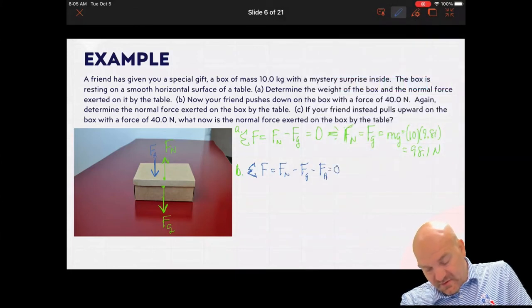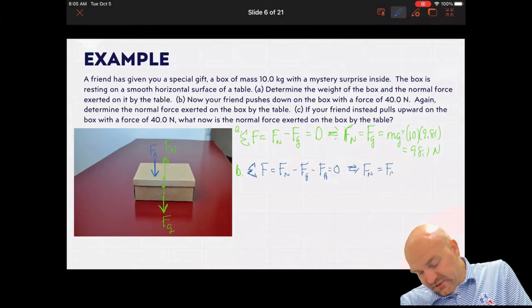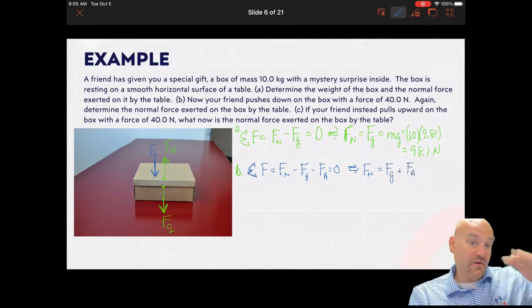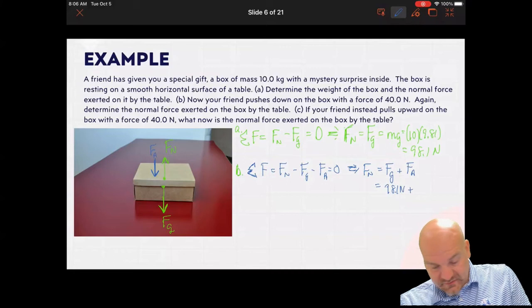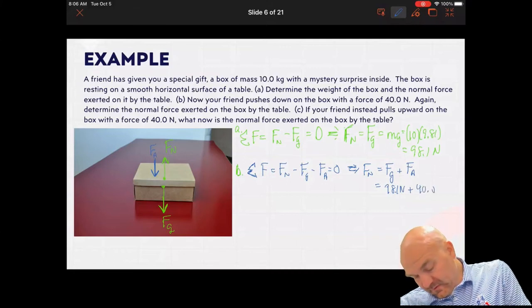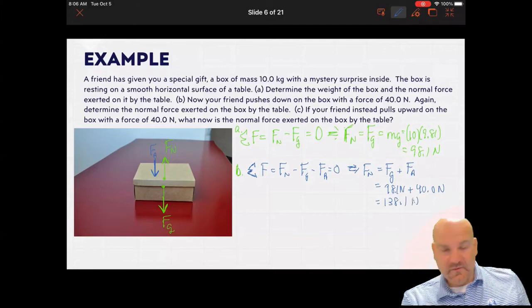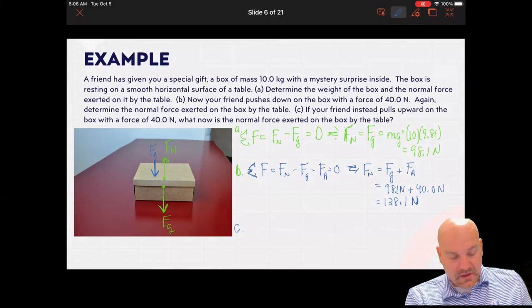So we're going to set this equal to 0, and that means my normal force will be Fn equals Fg plus Fa. So note that the normal force is going to get larger because you're adding more force down. And so we're saying 98.1 newtons plus 40 newtons, and it's going to be an answer of 138.1 newtons. Okay, so as expected, our normal force would go up.